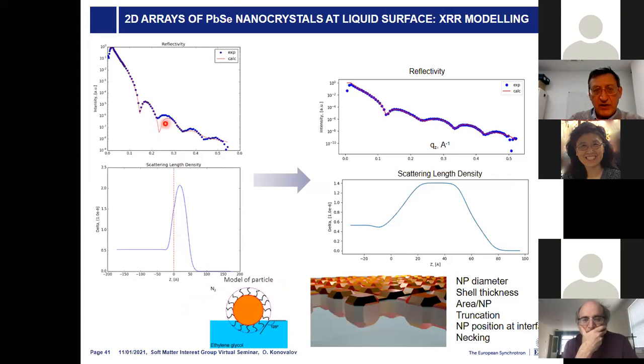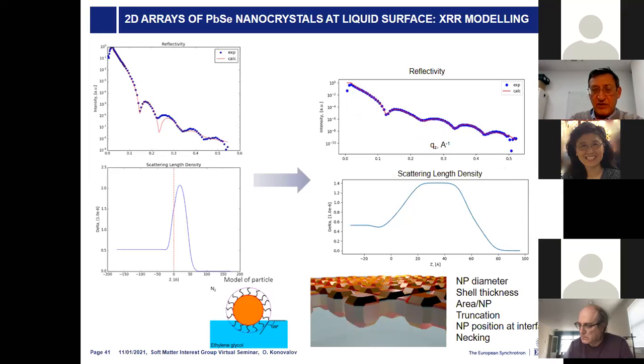So then we realize that this model doesn't work because we really need to take into account that our particle is not spherical. It has a faceted shape. So this is a truncated cube. And then when we take into account that our nanoparticles have a shape, and also they are all well oriented in one direction, and then we add some surfactant layer around, the shape and the density, and also necking between them, then we were able to fit our model nicely to the experimental data.